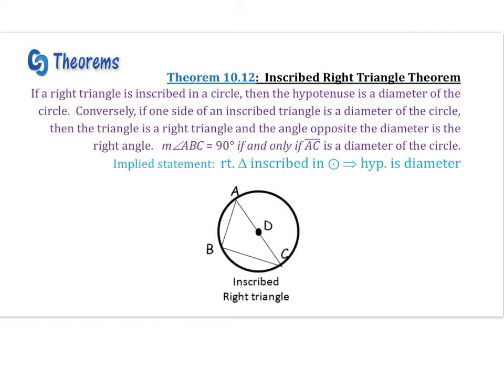So let's take a look at the first one, which is our right triangle inscribed theorem. If a right triangle is inscribed in a circle, then the hypotenuse is a diameter of the circle. Conversely, if one side of an inscribed triangle is a diameter of the circle, then the triangle is a right triangle, and the angle opposite the diameter is the right angle. Here in this example, we can say that the measure of angle ABC is 90 degrees if and only if segment AC is a diameter of the circle. So our right triangle inscribed in a circle implies the hypotenuse is a diameter.